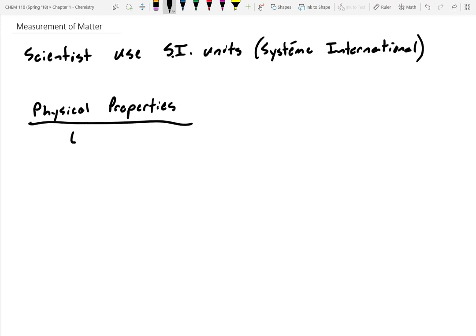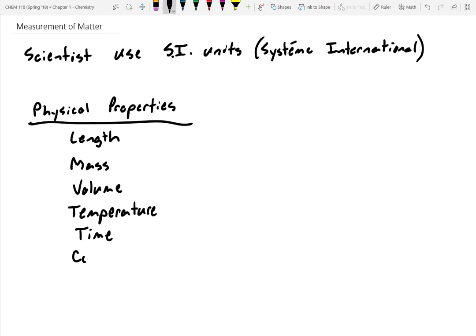And we said you can measure length. You're not changing the type of matter when you measure length. You can measure mass. Those are two common ones. You can measure volume. We did that in lab. You can measure temperature. You can measure time.